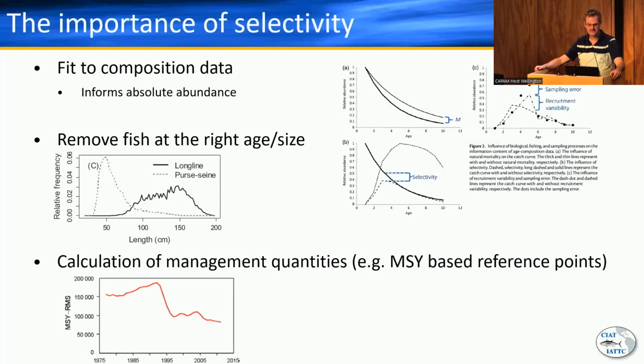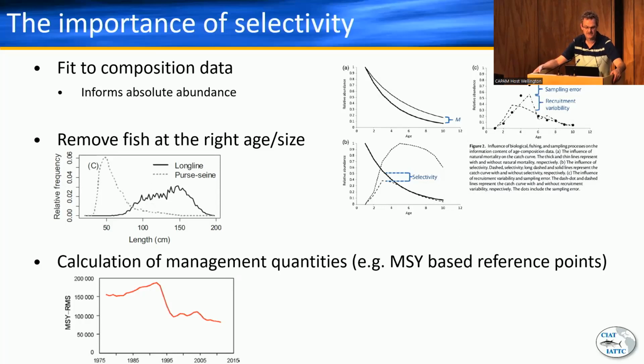Okay, next thing is the importance of selectivity. The real main issue we have is basically fitting to composition data, and that's because the composition data provides information on absolute abundance. If you get the selectivity wrong, plus a few other processes as well, you can actually bias your absolute biomass estimates and also your trends over time.